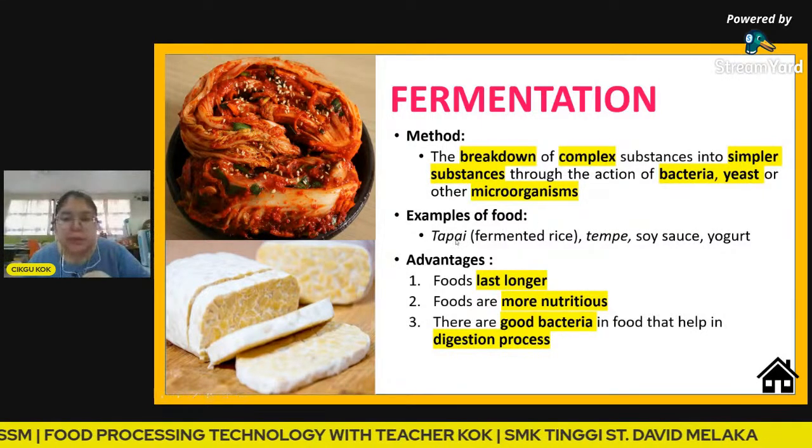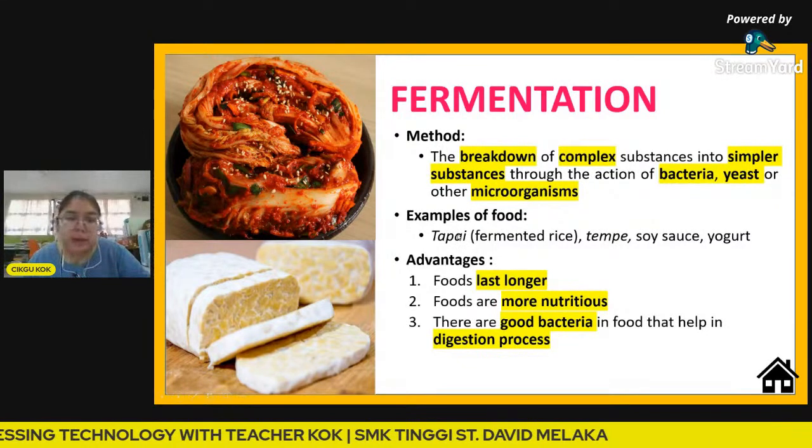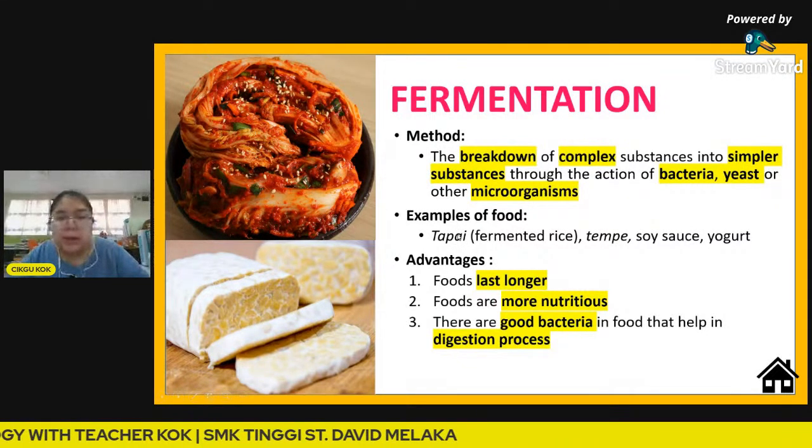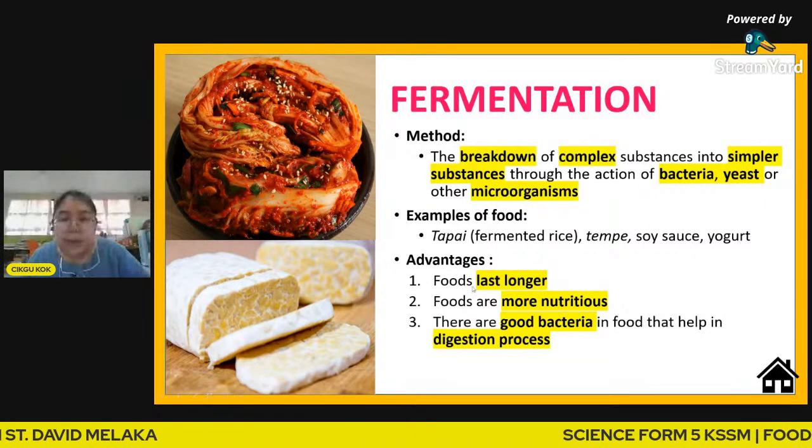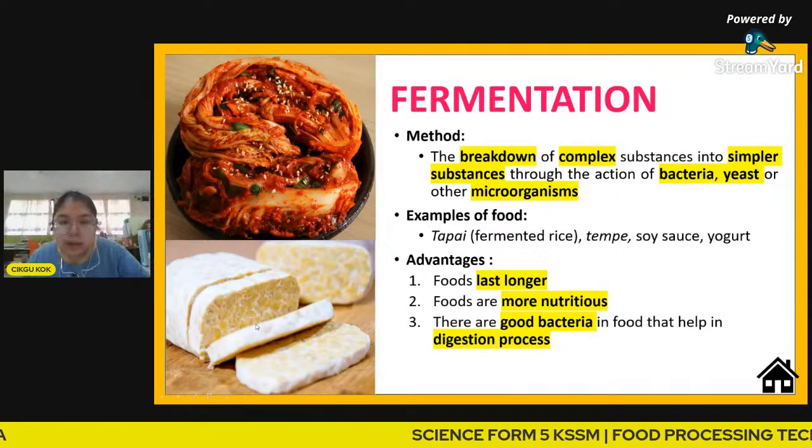Okay, example here, they have tapai. Tapai is normally taken by Malay people. It's fermented rice. Number two is tempeh. Tempeh is made from beans. After that they have soy sauce. Okay, soy sauce.